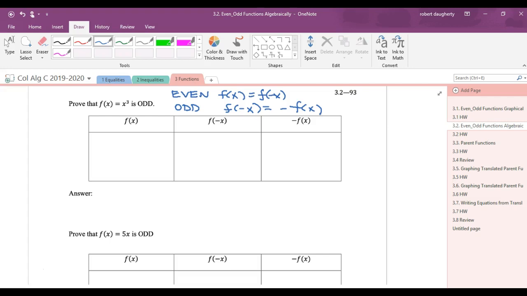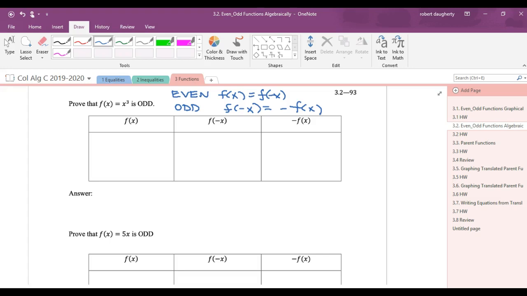So what you're going to see on your test, you're going to see things like here. Here's a table: f of x, f of minus x, and minus f of x. Okay? If these two columns match, what kind of function do I have? Even. If these two columns match, what kind of function do I have? Odd. So that's the way we're going to organize it.